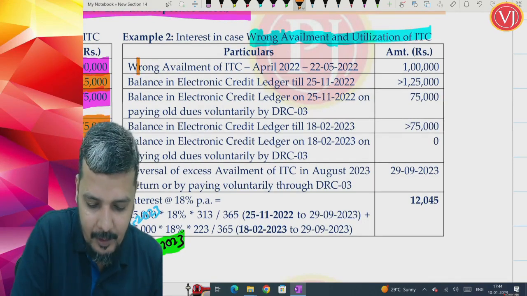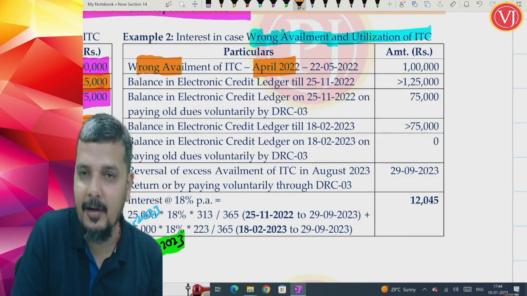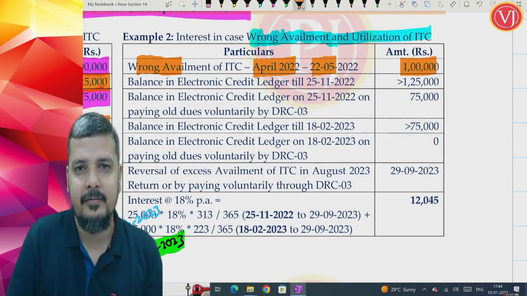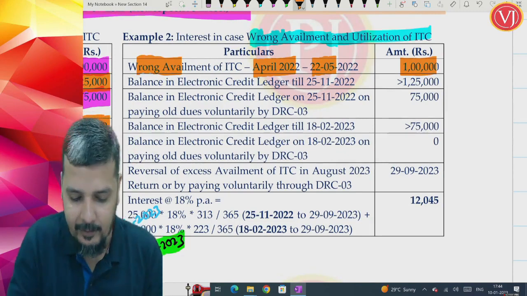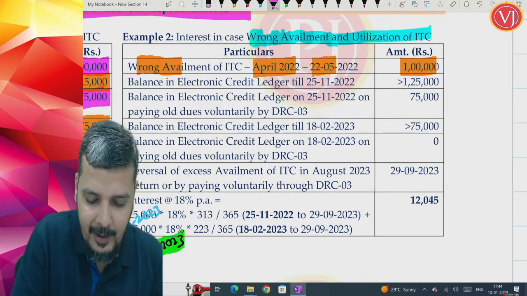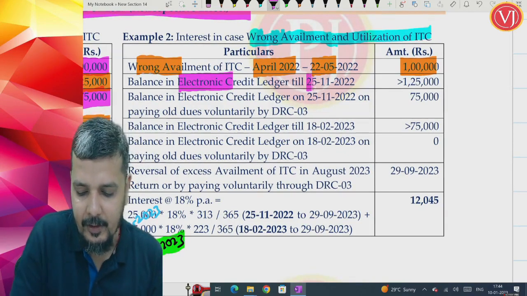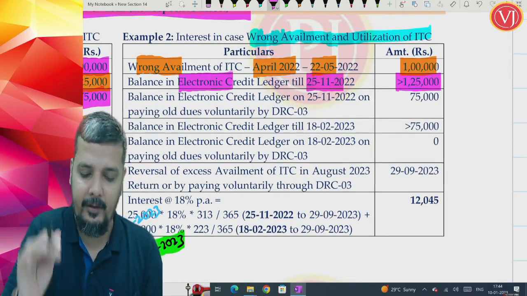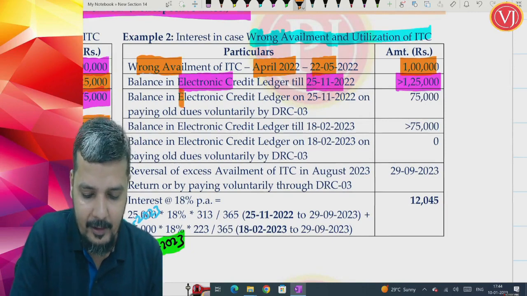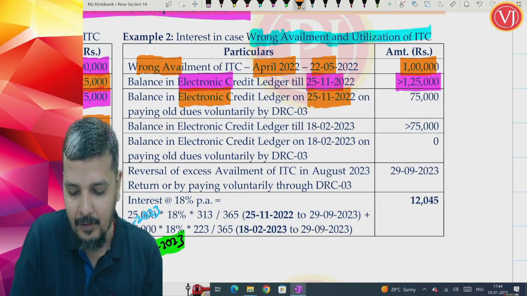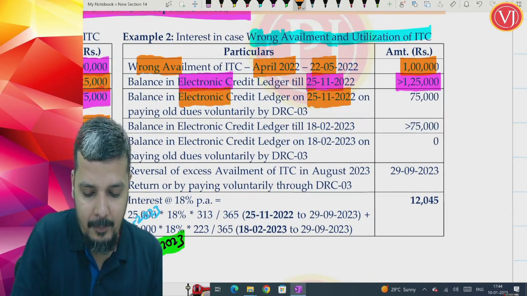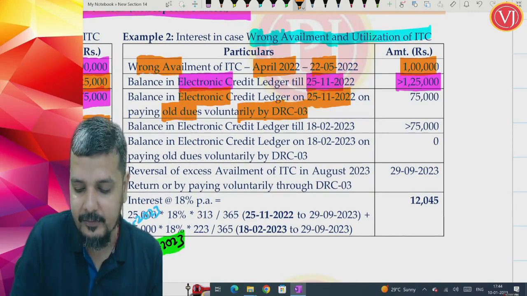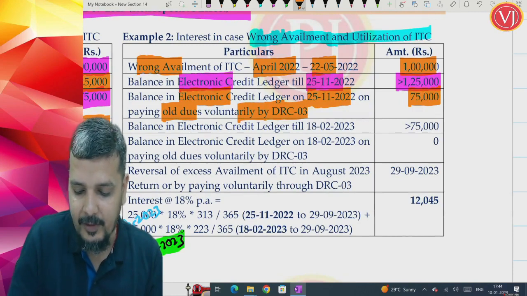My wrong availment of ITC in the April return, which is filed on 25th of May, is 1 lakh. Wrong availment will not cause any interest. My balance in the electronic credit ledger till 25th of November remains more than 1 lakh. It's more than 1,25,000, so no interest. My balance in the electronic credit ledger on 25th of November, when I am paying my old dues by DRC 03 challan, comes down to 75,000.